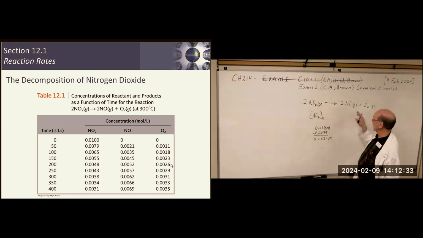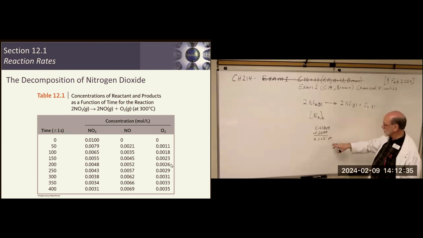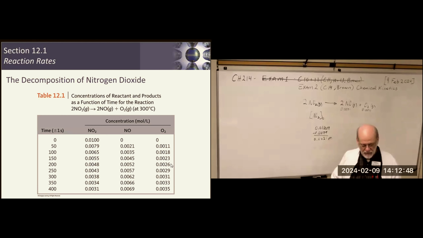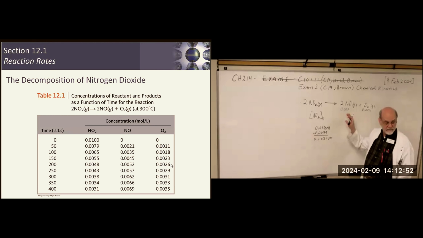But the ratio of this one to this one is 2 to 1, so half of that value should be over here. So this is going to be 0.0021, and this is going to be 0.0011, rounded off. So as the reaction proceeds, we see the stoichiometry is obeyed.